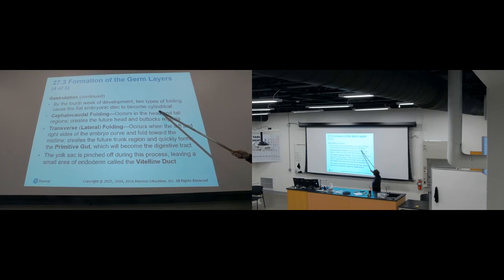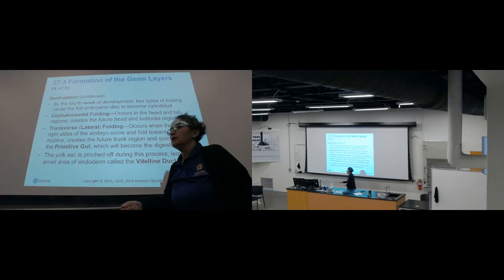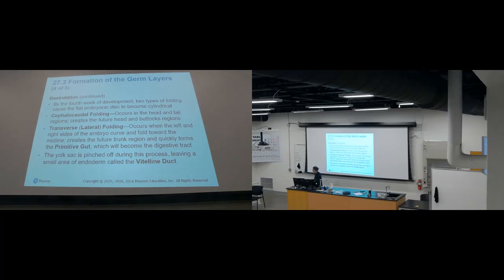So by week 4, the embryonic disc will become cylindrical. And then you will form a folding that is called cephalocaudal folding, in which the baby is going to fold in like this. And then you will have a transverse lateral folding that is going to be the left and the right side of the embryo. And then as this happens, you will form the future trunk region and then the primitive gut. That will become, of course, the digestive system.